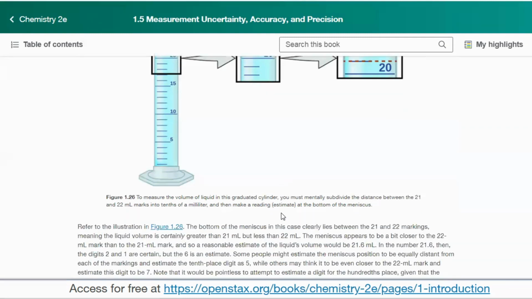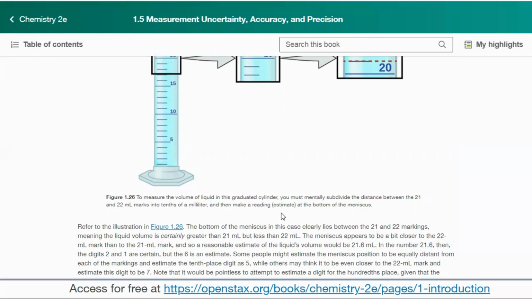Let's just move forward. Refer to the illustration in Figure 1.26. The bottom of the meniscus in this case clearly lies between the 21 and 22 markings, meaning the liquid volume is certainly greater than 21 but less than 22. The meniscus appears to be a bit closer to the 22 mL mark than to the 21 mL mark, and so a reasonable estimate of the liquid's volume would be 21.6. Okay, so I was off. In the number 21.6, the digits 2 and 1 are certain, but 6 is an estimate.